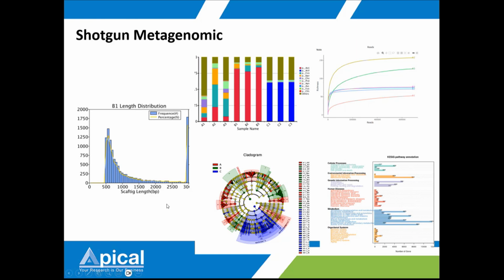Apart from that, since we have this scaffold, we can do gene annotation, so we can look into which genes might be present. For example, the CAC pathway, we can identify which genes might be present. This will lead us to identifying new genes, new antibiotics, and so on. All right.